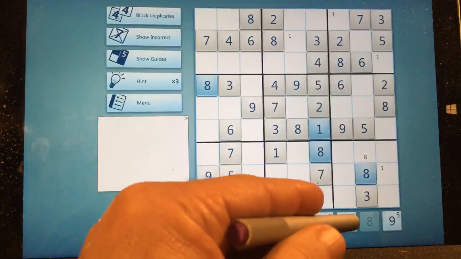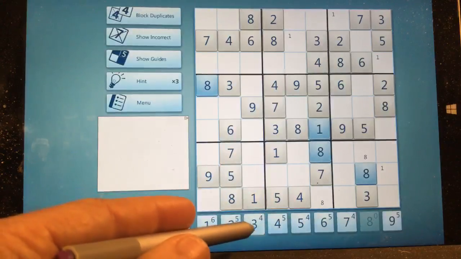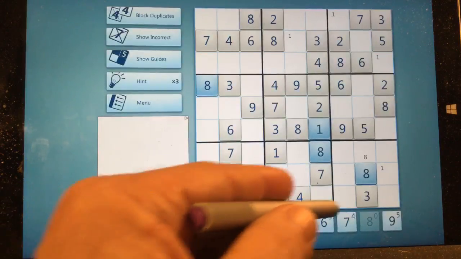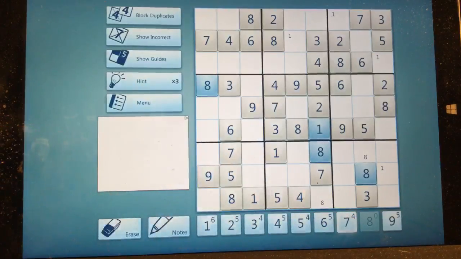Next is the number 4. So we have 7, 5, and 3. 3, 5, and 7 all have 4 remaining. Let's see here.